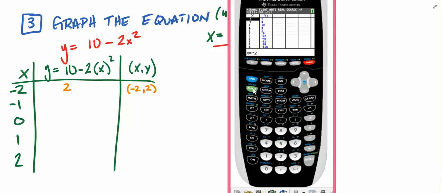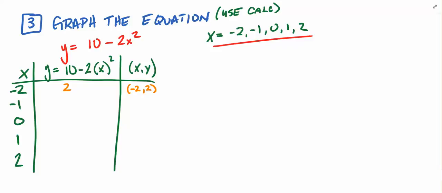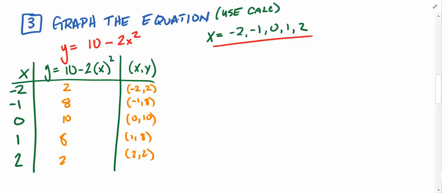At negative 1, what's our value? What's our output? 8. At 0, our output is 10. I know that one. At 1, it's 8. At 2, it's 2. That doesn't look like an 8 very much. Okay, let's do this. Then the ordered pairs that we would get would be negative 1, 8; 0, 10; 1, 8; and 2, 2. Awesome.